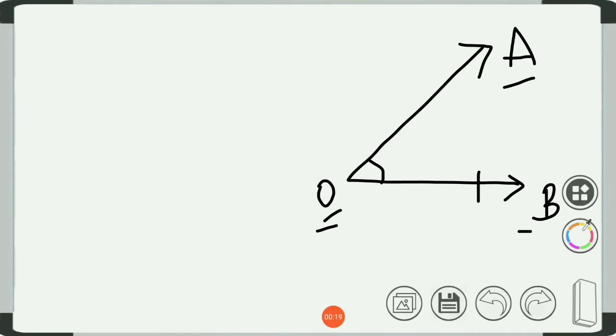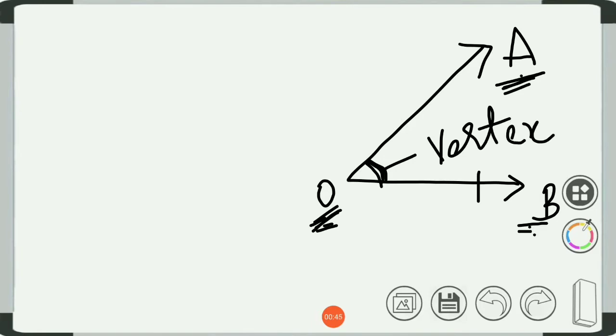The rays which form the angle are known as arms. OA and OB are arms. Two rays having a common endpoint. Now OA and OB have a common endpoint, which is O. This is the common endpoint. What we call the common endpoint is called the vertex of the angle. O point is the vertex of the angle AOB.